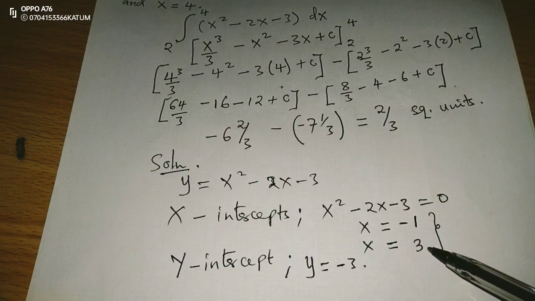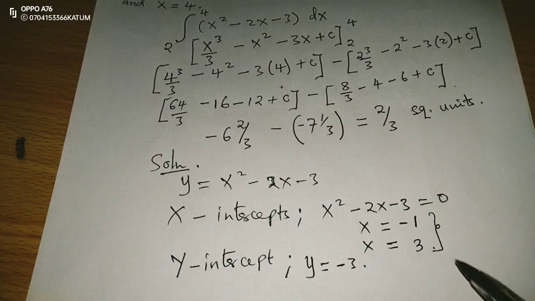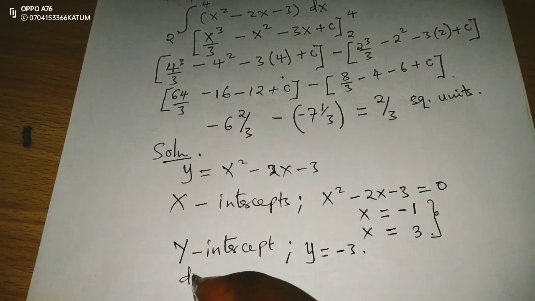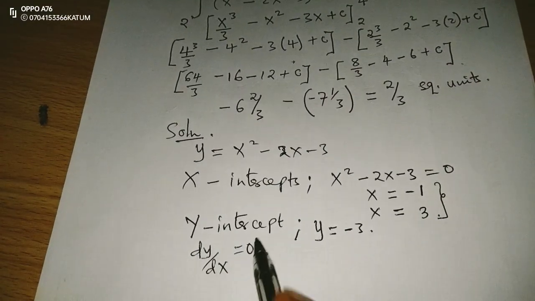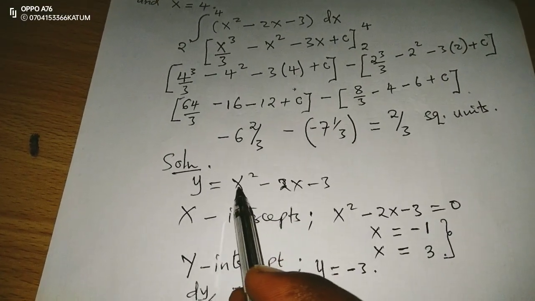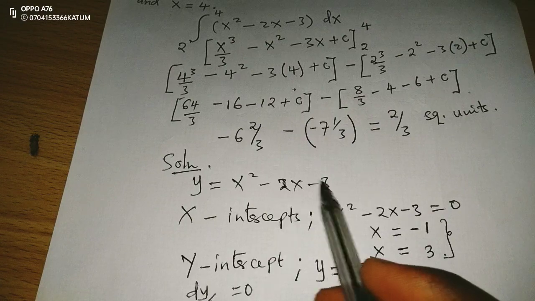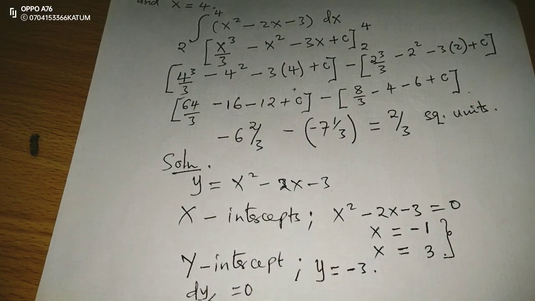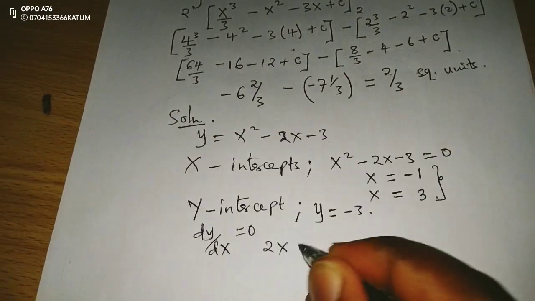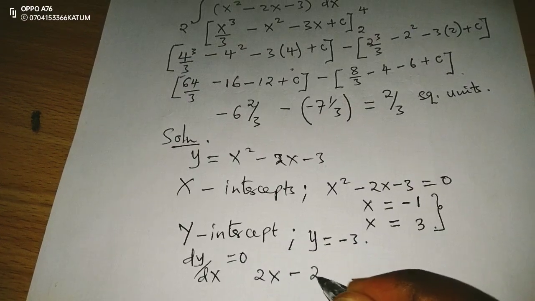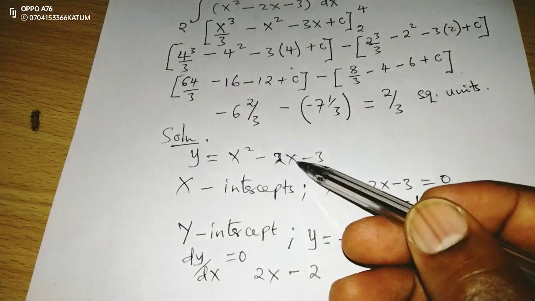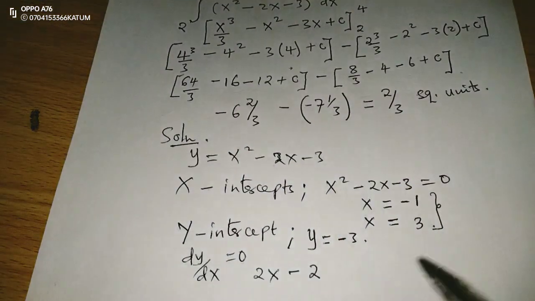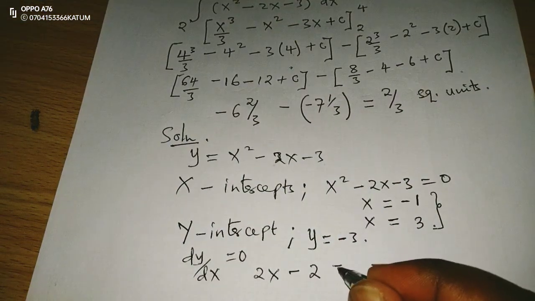Then finally, we have an important point, which is the turning point. At the turning point, the gradient function, which is dy/dx, has to be 0. So the gradient function becomes, when we differentiate this function, 2x minus 2, because the power of x here is just 1, so this remains 2, and x to the power 0 remains 1. So this is the gradient function.